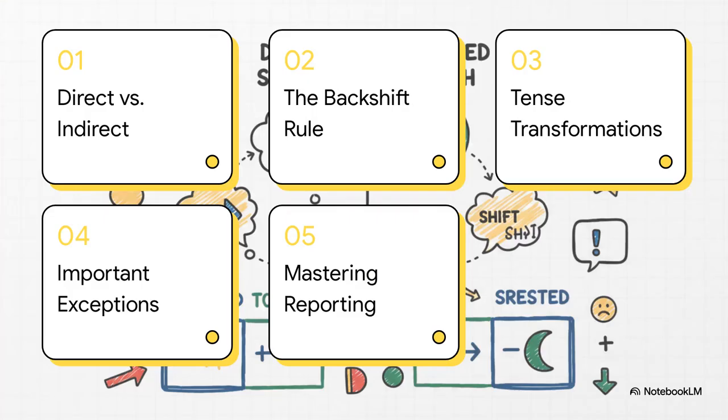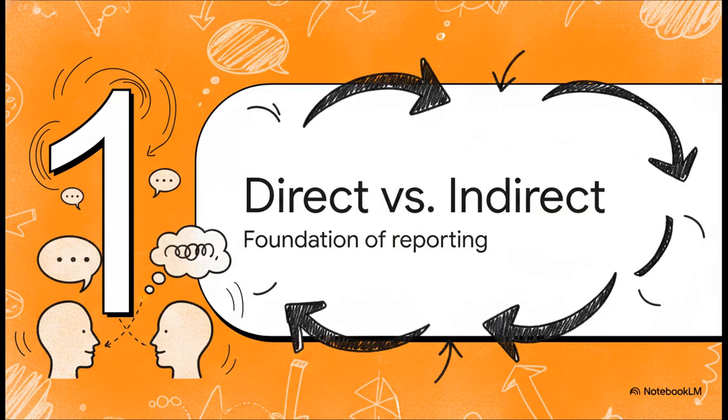First up, we'll quickly break down the difference between direct and indirect speech. Then we're jumping right into the backshift rule itself. And the real magic? That's when we'll walk through 5 key tense transformations, step by step. We'll also cover the super important exceptions, when not to use the rule. And we'll wrap up with some tips to get your reporting absolutely perfect. Okay, let's get right into it.